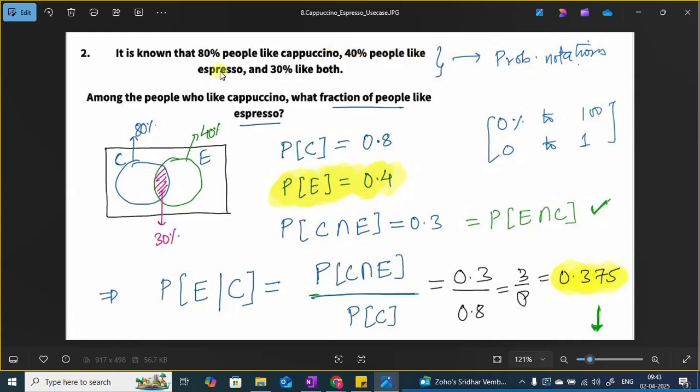40% of people like espresso. Now espresso, E, I have written 40%. Fantastic. And 30% like both. So the middle part, which I have highlighted in the pink color, that is 30%. It's clear.